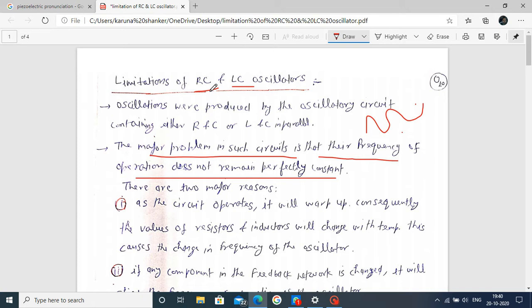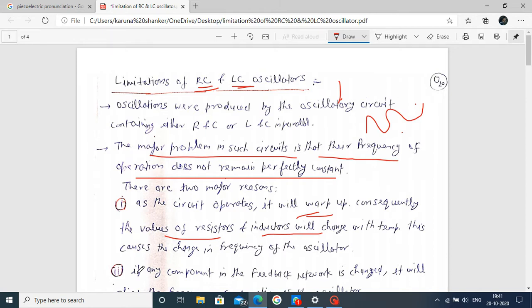The reason behind this is that by changing the value of RC and LC, the frequency changes, as we have seen in the relation. See here the two reasons. When the oscillatory circuit is operated, the circuit warms up in a few moments. That's why the temperature increases when the circuit warms up, and the value of the resistor and inductor changes. We have seen that the oscillation frequency depends upon the value of RC and LC. That's why the frequency of oscillation changes.